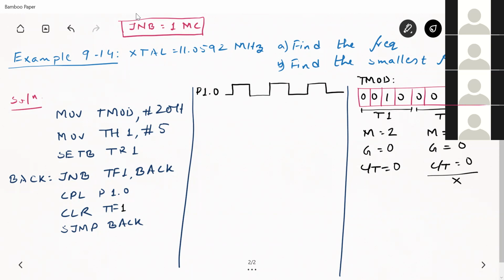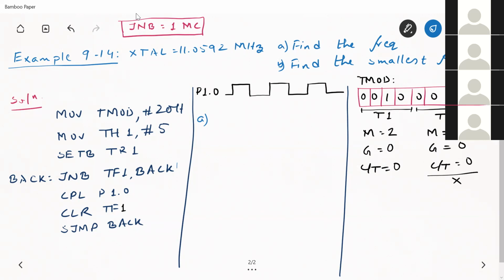So let us come to the solution that we need to find. The first thing is we need to find the frequency which is being generated in this port, that is P1.0. So we can neglect the overhead. Neglecting the overhead, how do we find the frequency? What is the first thing that you need to do? You don't have to say the answer, just tell me the steps. What does it mean by neglecting the overhead? Neglecting the overhead means you will consider the machine cycle only for this line. You will not consider the machine cycle for any other line. Okay.